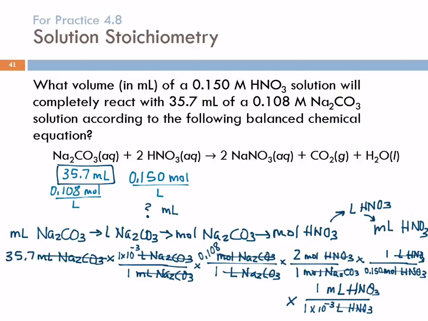So 35.7 times 10 to the minus 3 times 0.108 times 2 divided by 0.150 divided by 10 to the minus 3. And our answer, due to 3 sig figs in the volume, 3 sig figs in the molarities, our answer should have 3 significant figures. And so it's going to come out to 51.4 milliliters of that nitric acid solution. Any questions?